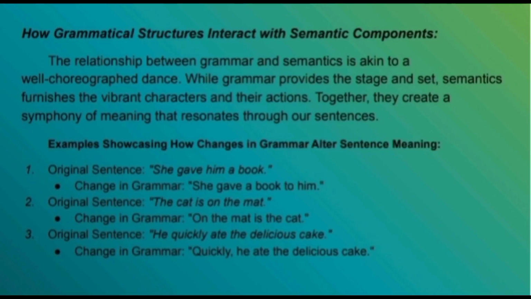So on the next page, we have here how grammatical structures interact with semantic components. The relationship between grammar and semantics is akin to a well-choreographed dance. While grammar provides the stage and set, semantics furnishes the vibrant characters and their actions. Together, they create a symphony of meaning that resonates through our sentences.